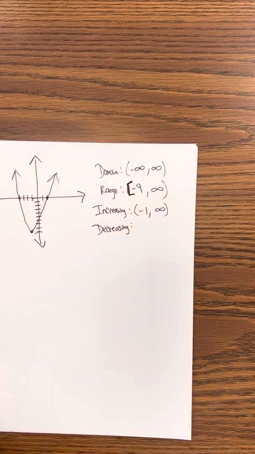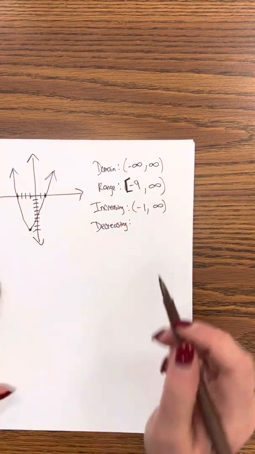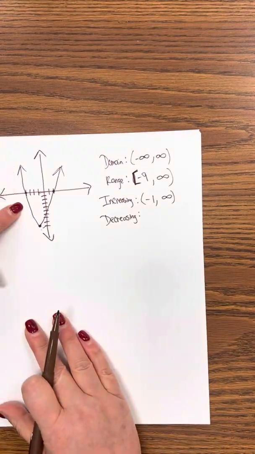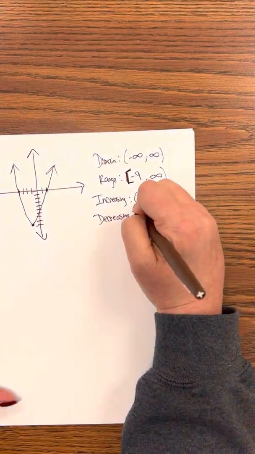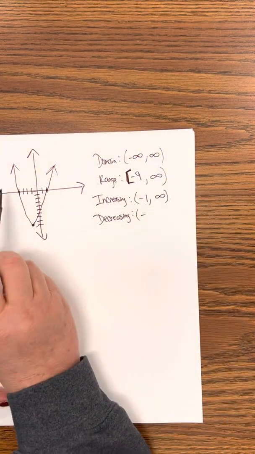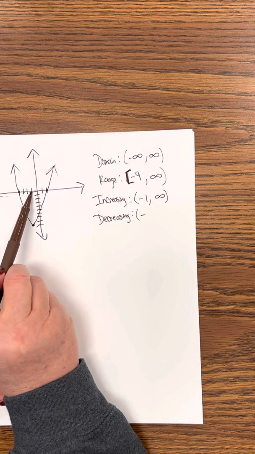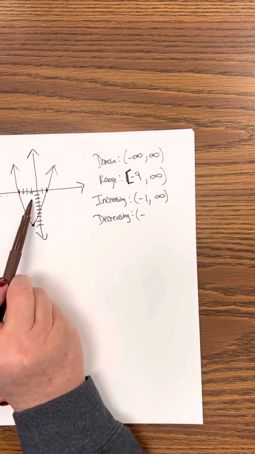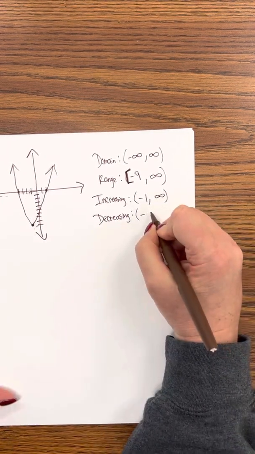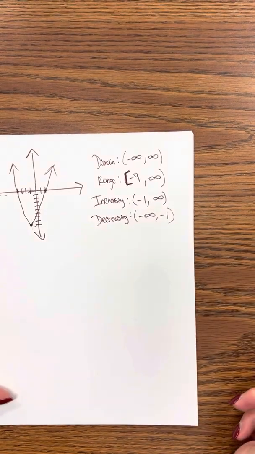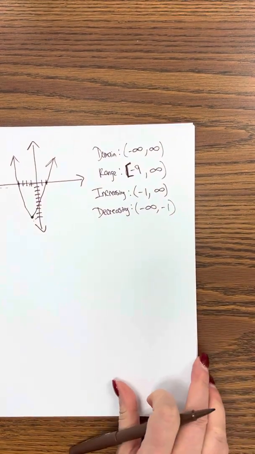Okay, so decreasing is going from negative infinity to that negative 1. So remember, on the x-axis, it's going to be out here negative infinity, it's going to go to negative 1, and that's where that point is even with. So negative infinity to negative 1, and that's your decreasing, and that's everything it's going to ask for.